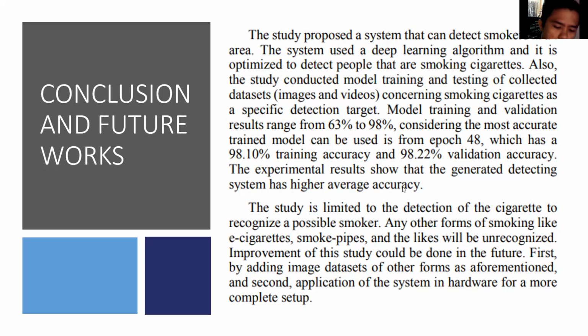So if ever the government wants to use this system, I think we can say that it works at 90% and above. But the study is limited to detection of the cigarette to recognize possible smokers. Any other forms of smoking like e-cigarettes, smoke pipes, and the like will be unrecognized, since the system is only for cigarettes. And improvement of this study could be done in the future.